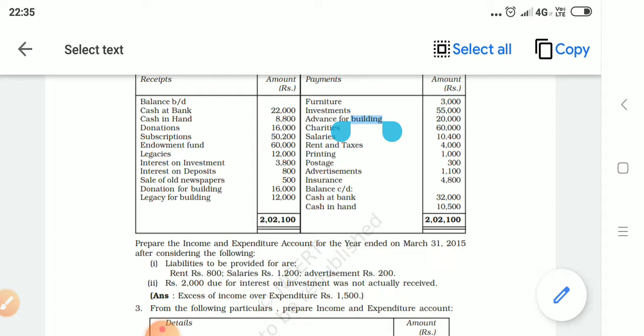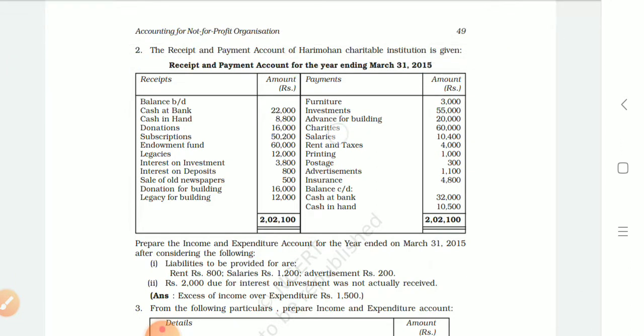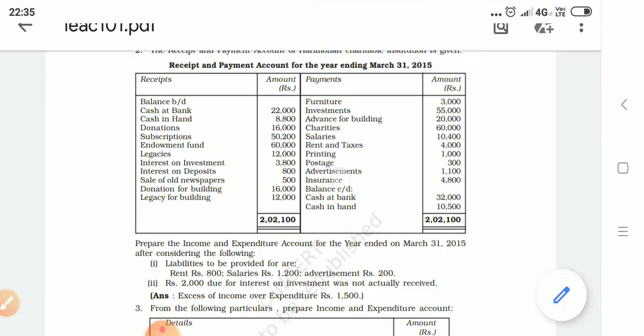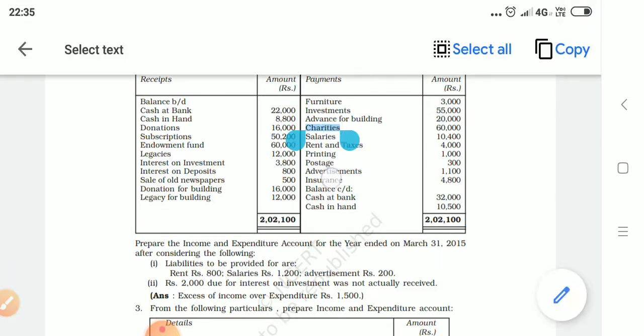It is not income paid in advance, it is a prepaid expense. You are planning to purchase the building and you have already paid the money. This is also an asset. It will not appear in expenses. Now charity, salary, rent and tax, printing, postage, advertisement and insurance. From charity till insurance, all these are revenue expenses. They will appear in the expenditure side. Cash in hand and cash at bank, asset side of the balance sheet.